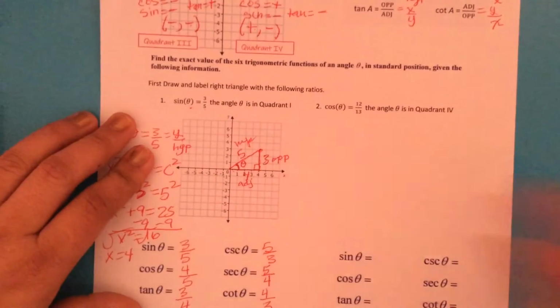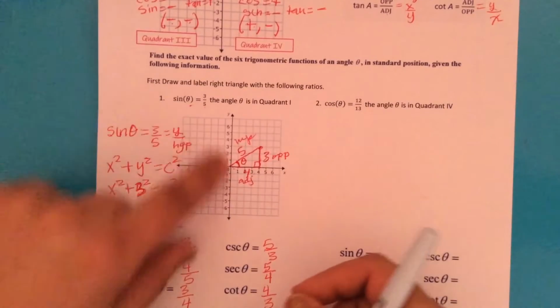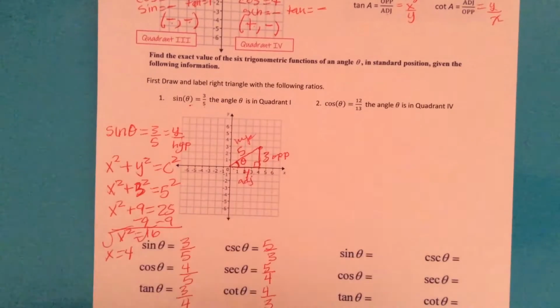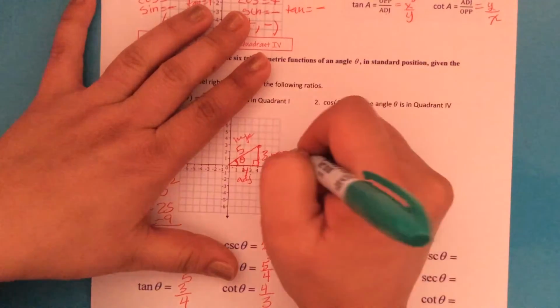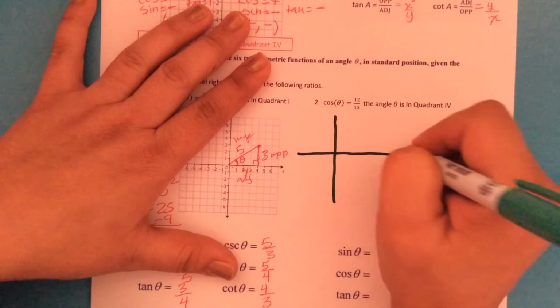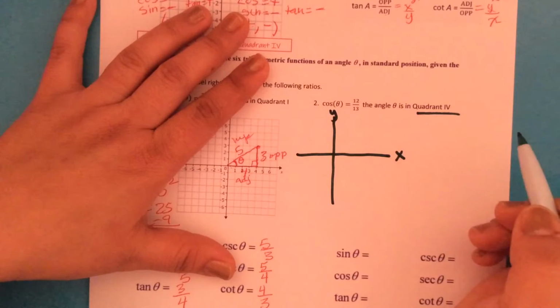So notice on this one, I don't have a grid. And the reason why I don't have a grid is because you have 12 and 13. Those are really big, and these only go to -6 and +6. So you would have a grid that had to go up to 15 or something. So I'm just going to make one. Remember, this is your X. This is your Y. And it says it's in quadrant 4.